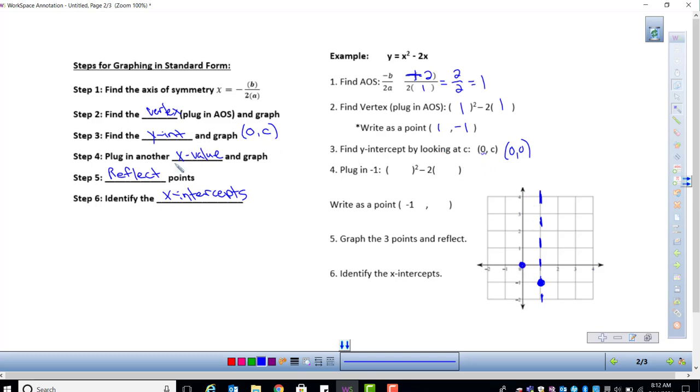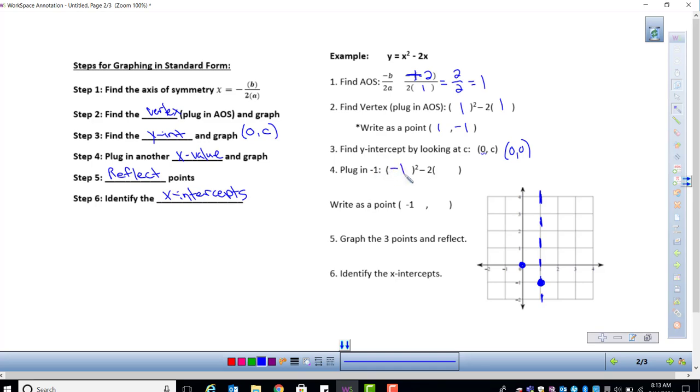And then we have to plug in another x value. On this one, I tell you to plug in negative 1. Sometimes you'll have to choose which number to plug in, but I already have 2 points over here, so the next point that would make sense would be to pick negative 1 and see where that goes. If I picked 2, I'm going to get the same thing as this because it is reflected. So I don't want to pick something on the other side. I want to just keep one side going.